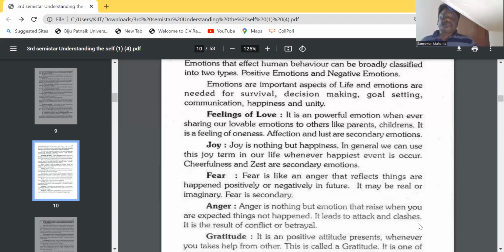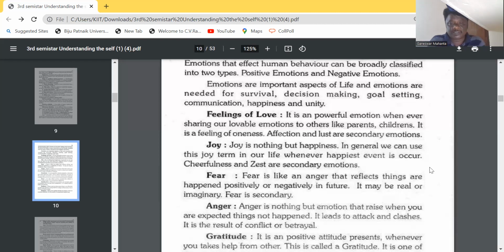Fear. Fear is like anger. A fear will come that reflects things that may happen, positively or negatively, in the future. So fear is an emotion that happens in two ways, positive or negative in the future. It may be real or imaginary, but fear is secondary.